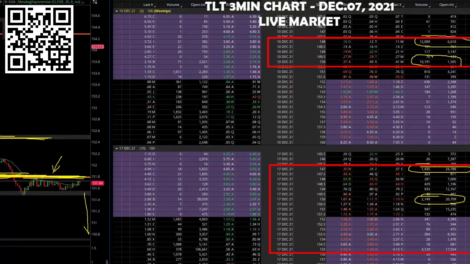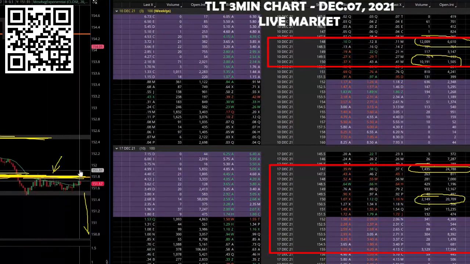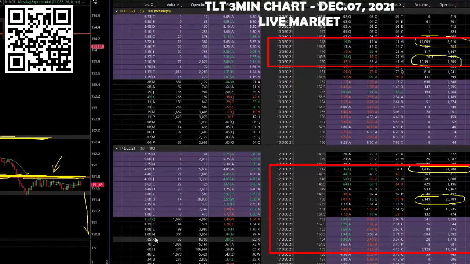Just give some time. You see the put volume. We need price to come back down, okay? It retested the open price. It failed right there. So we need a big move down, okay?